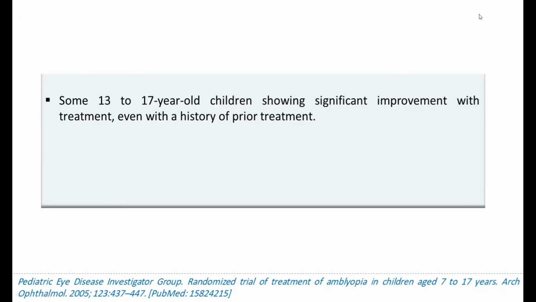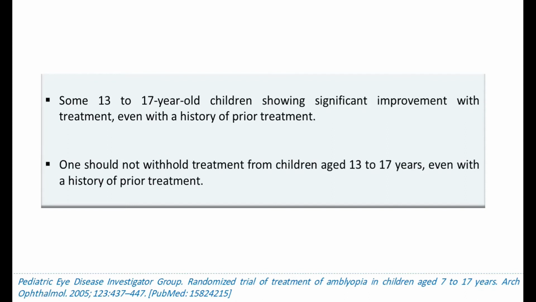According to the reference here in the slide, some 13 to 17-year-old children show significant improvement with treatment, even with a history of prior treatment. There are some results that show that if there is no history of prior treatment, the improvement will be better, but you can't judge whether they were compliant or not. So even if there is a history of prior treatment, you can provide treatment for all the children up to 17 years of age. One should not withhold treatment for children aged 13 to 17 years, even with a history of prior treatment. All right.